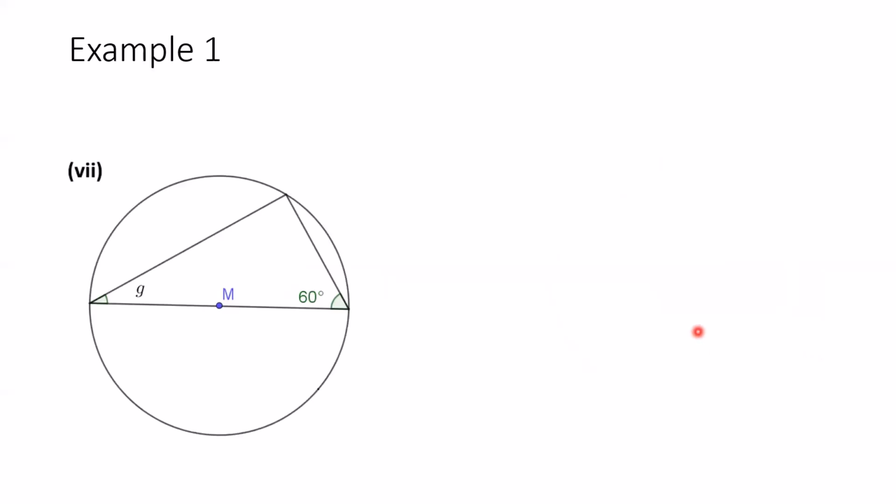Part 7. We have a triangle in a semicircle. So angle at circumference here is 90 degrees. We have 60 degrees, therefore G is equal to 90 degrees minus 60, which is 30 degrees.